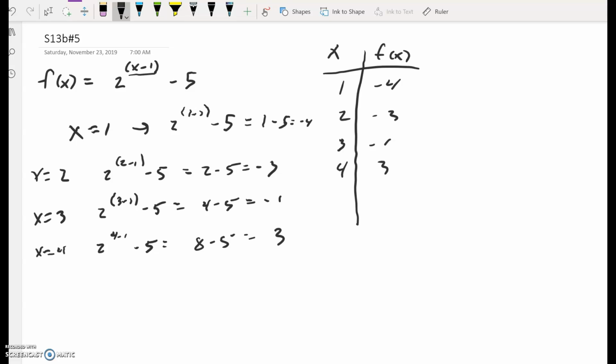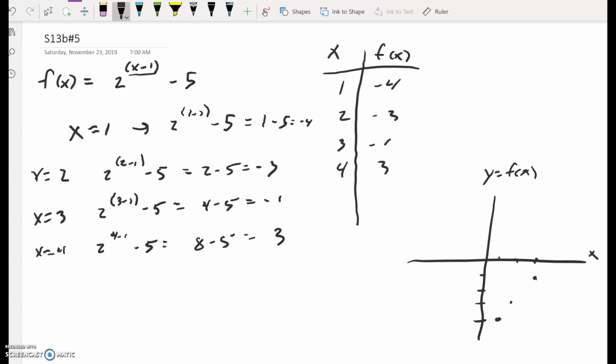Now it seems like these numbers are getting slightly big, so when I put in 5, I'm thinking I might get something that's not going to fit on my small, tiny little graph. So it's time to start plotting these. So I have 1, negative 4, which is about here. If this is our x-axis and this is our output axis, which instead of calling it y, we call it f of x. When I put in 2, I get negative 3. When I put in 3, I get negative 1.